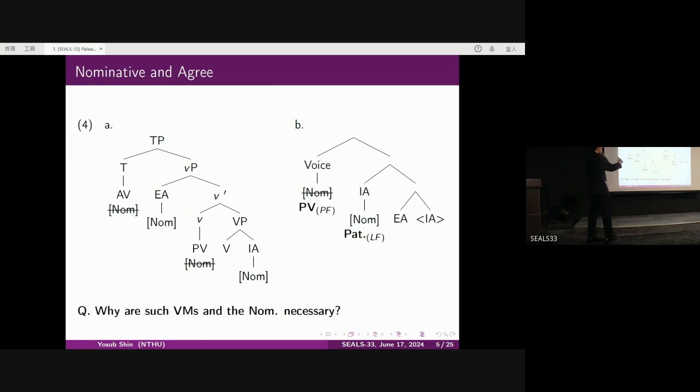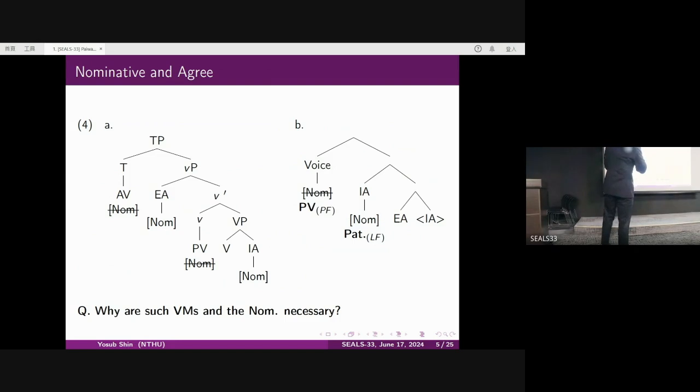So in this way, if we make this kind of assumption, we can account for why we have these kinds of agreements between the voice markers and the theta roles of the so-called subjects, even if the PF and LF cannot communicate with each other under the standard assumption of the Minimalist Program.